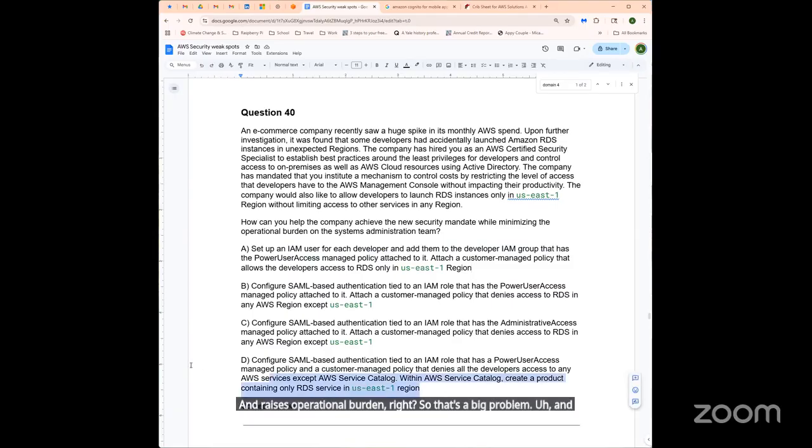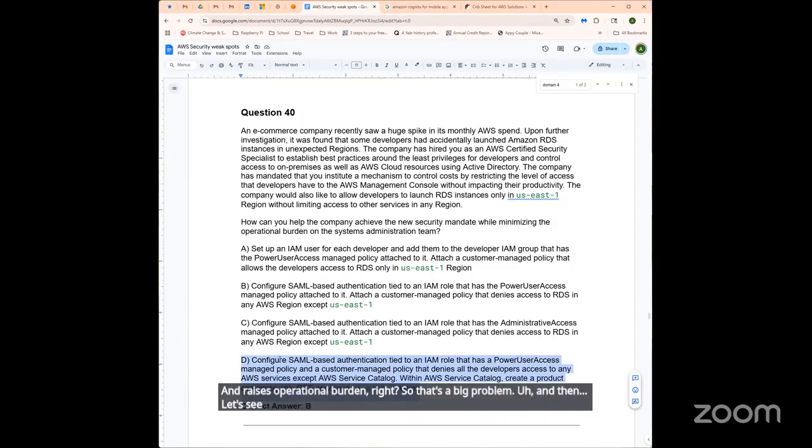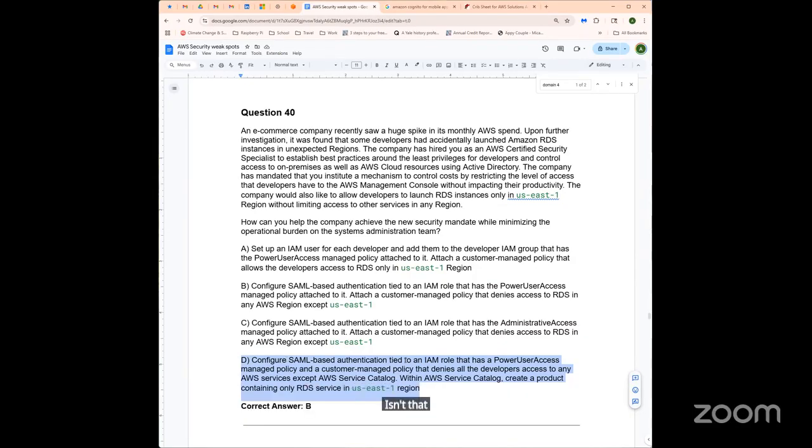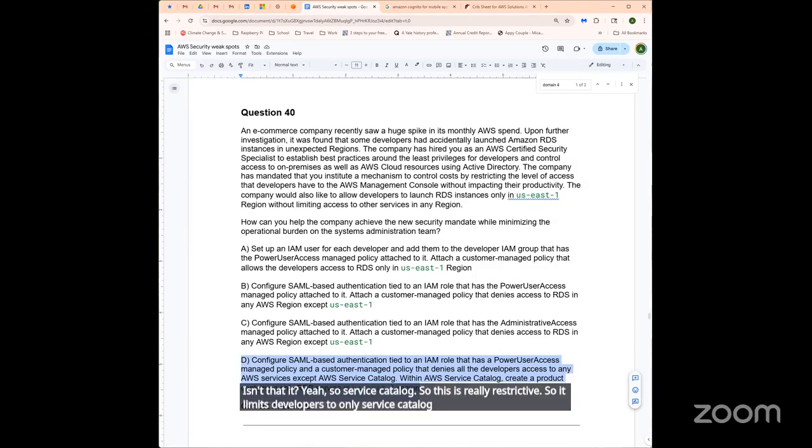And then let's see, a service catalog. Isn't that it? Yeah, so service catalog. This is really restrictive. So it limits developers to only service catalog functionality and blocks general workflow. All right.